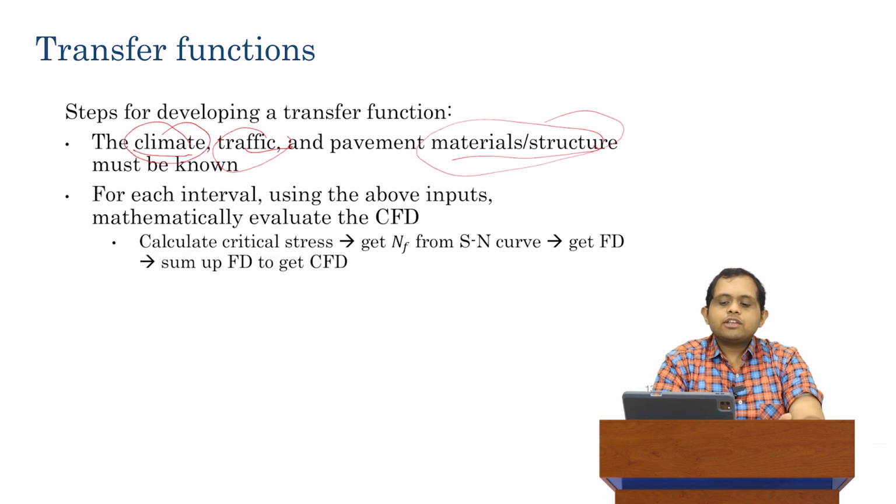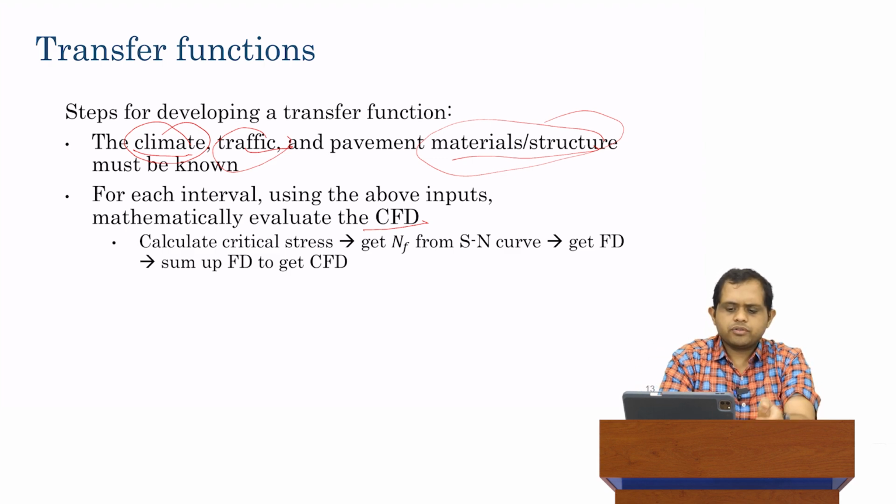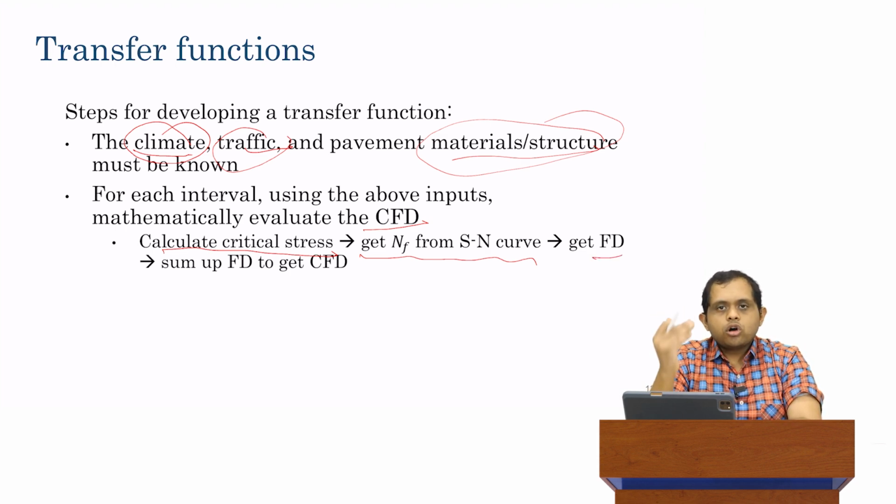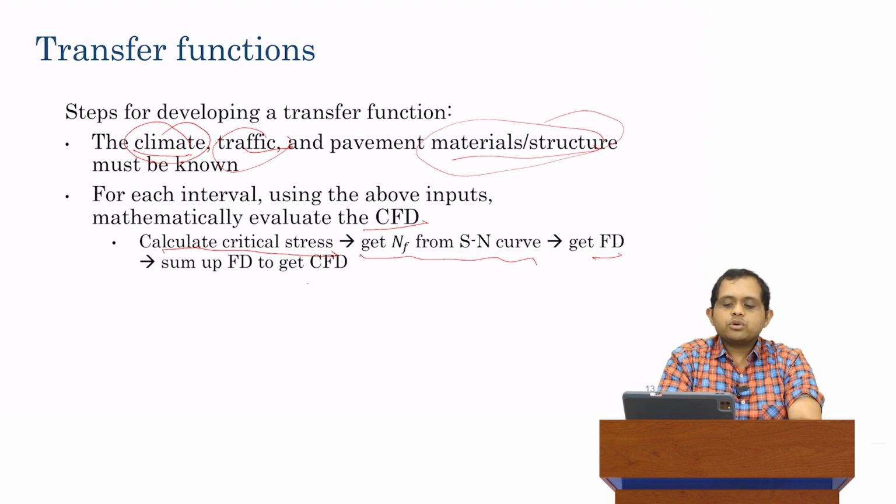From that, we can calculate the fatigue damage, and from there we can get the cumulative fatigue damage, which, in short, I'm not going to repeat, we've already done this. We calculate the critical stress using finite element method, most likely. You get the stress ratio from the critical stress, you get NF, which is the allowable number of repetitions. From your traffic information, you get fatigue damage.